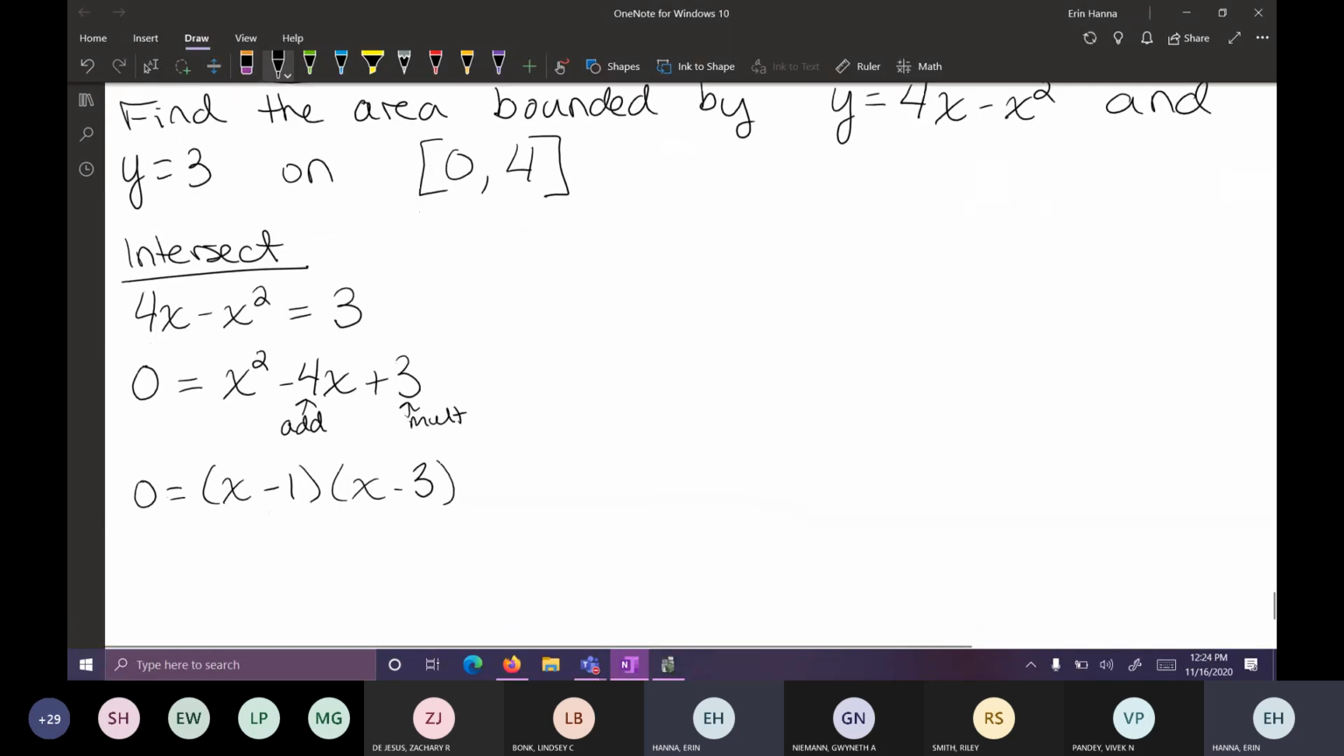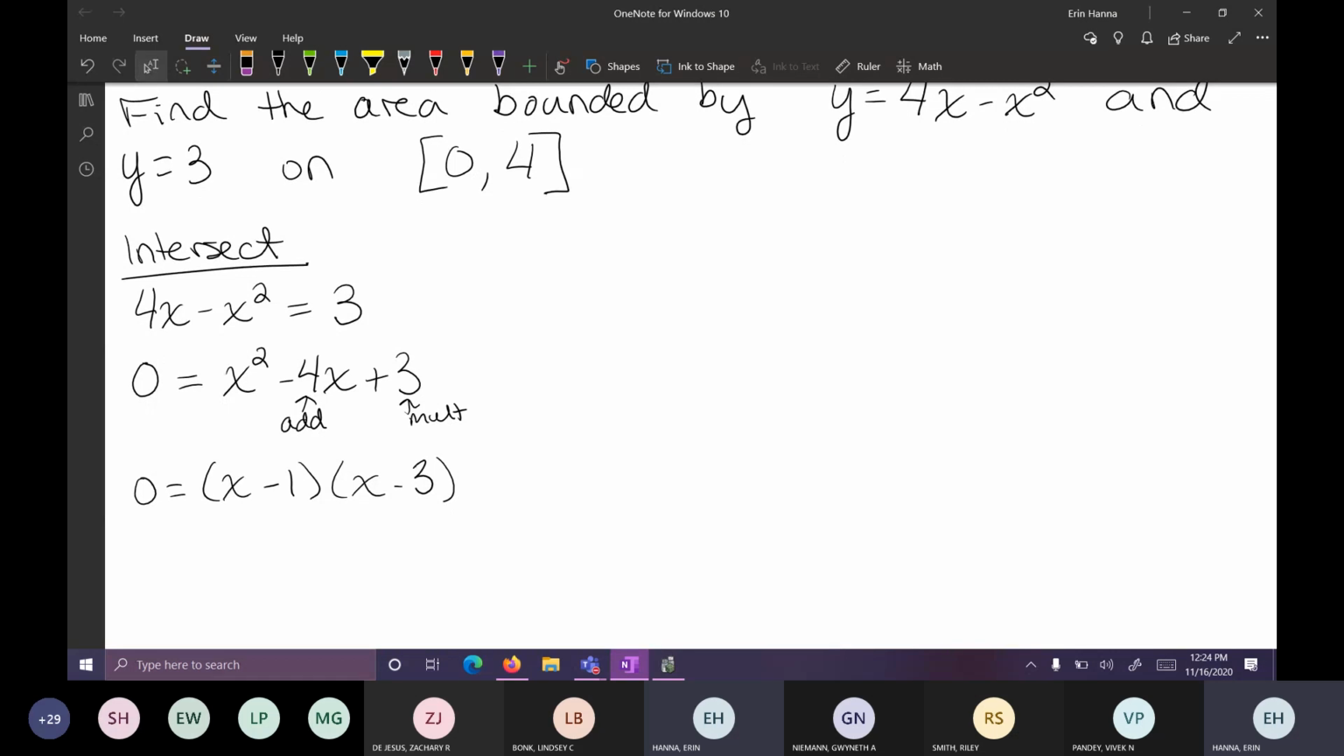So this one's going to end up having a lot of intervals. We haven't done one with this many intervals before. It's the same process. It's just you have to do it in a lot more pieces. So I think it's a good review question. But anyway, this is going to happen either when x minus 1 is 0 or x minus 3 equals 0. So we get x equals 1 and x equals 3.